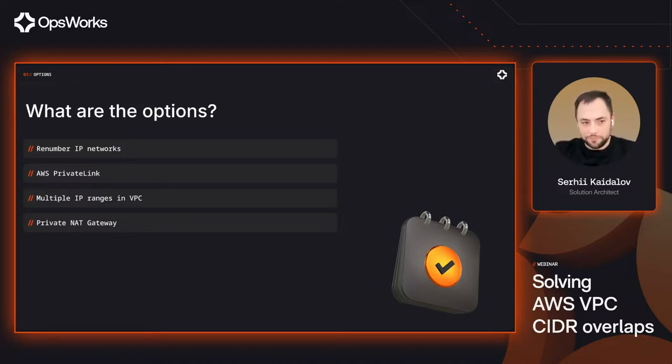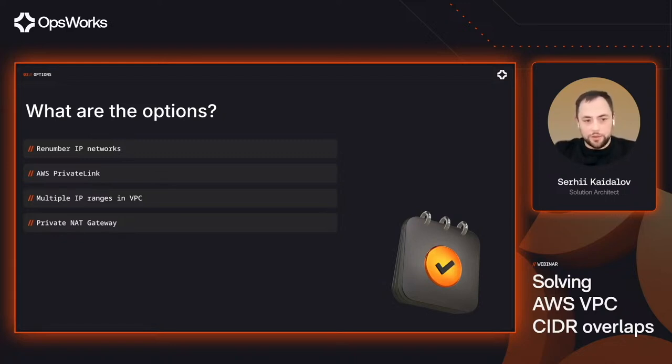Again, the takeaway from this: if you can, you should renumber your VPC, renumber your network. If you're a service provider, AWS PrivateLink is probably the best option. If you can't do the first two, you will probably end up with option three or option four or a mix of them. Only option one gives you a fully routable network, where all your devices and all your instances will see each other. All other options will not give you that possibility.